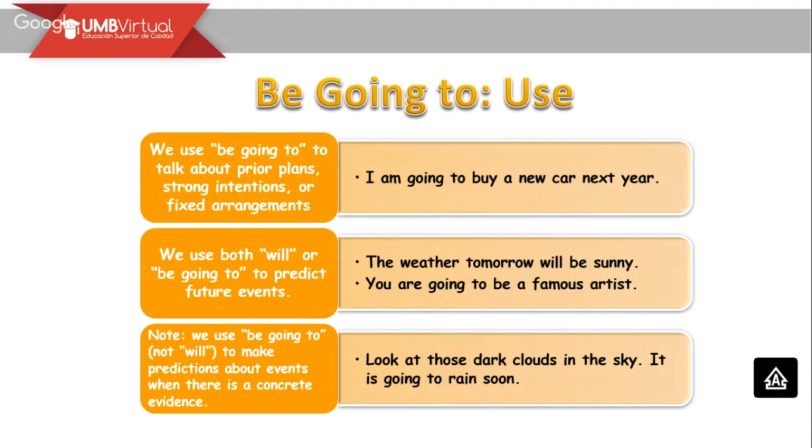I am going to buy a new car next year. You are talking about your plans or your strong intentions. Right there. I'm going to buy an apartment. I'm going to buy the lunch. All of them are possible to say. So the next one.